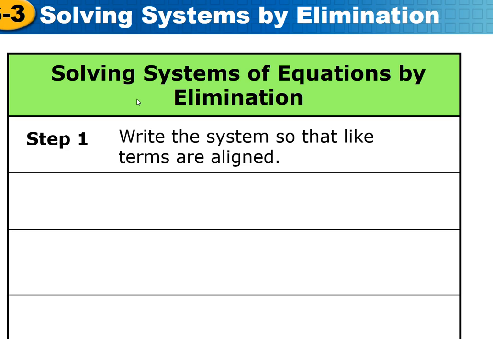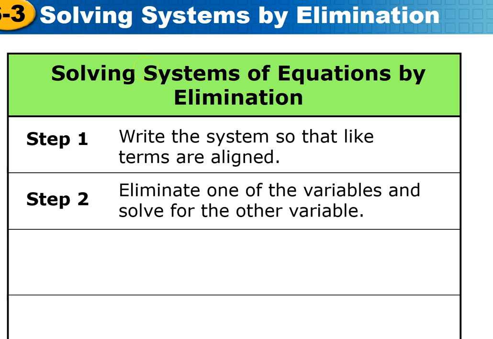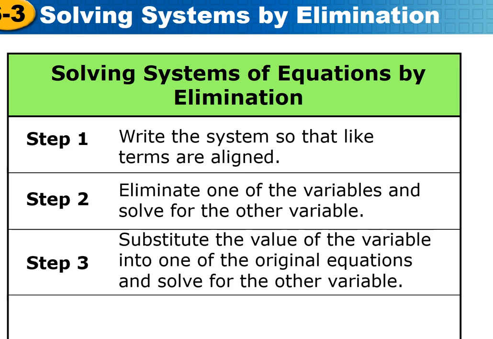All right? You write the system so that the terms are lined up. And remember, this only works if you have like a negative 3y and a 3y, or a negative 2x and a 2x. Eliminate one of the variables and solve for the other. And of course, then you substitute the value of the variable that you got into the original equations. Say if you solve for x, just now we would have gotten negative 3y. Then we would have substituted 3y into our equation in place of x, and we would only have had to solve for y.